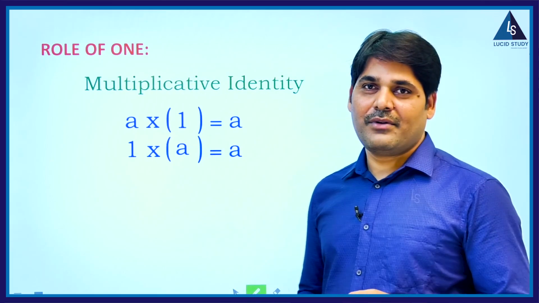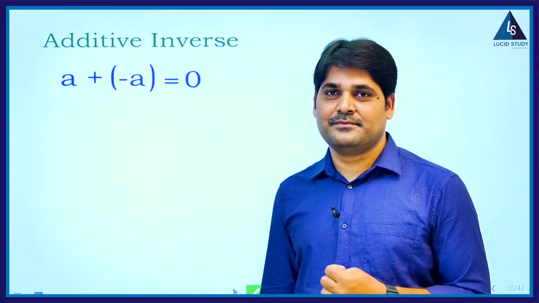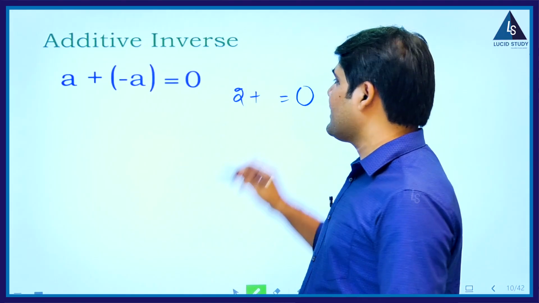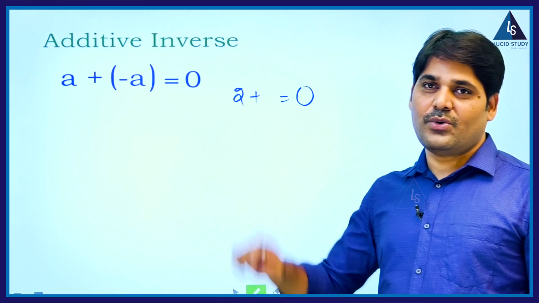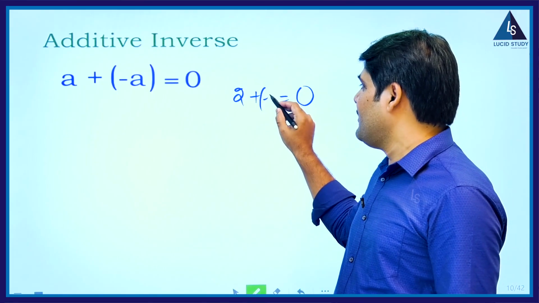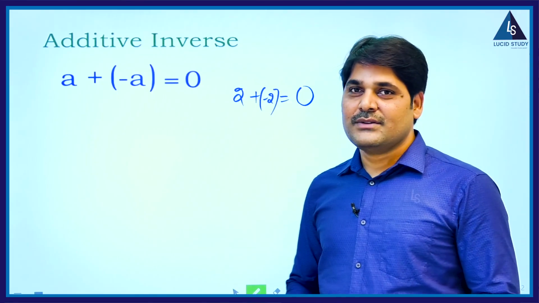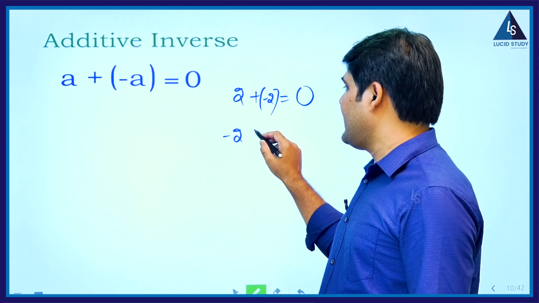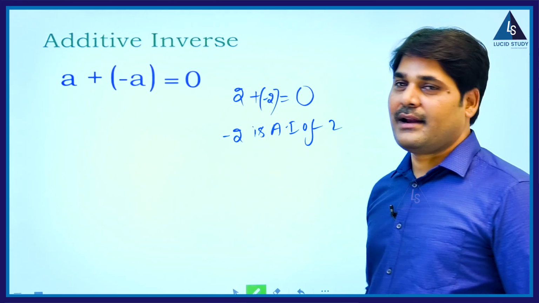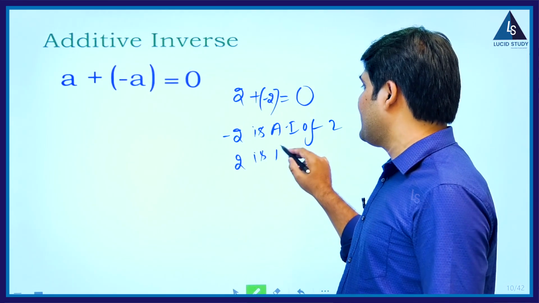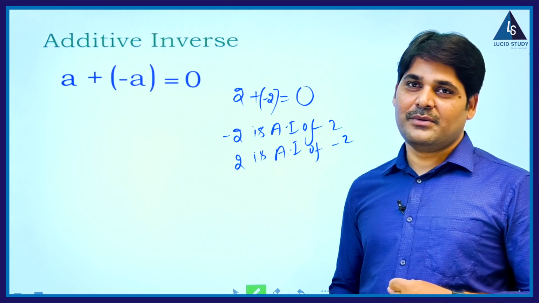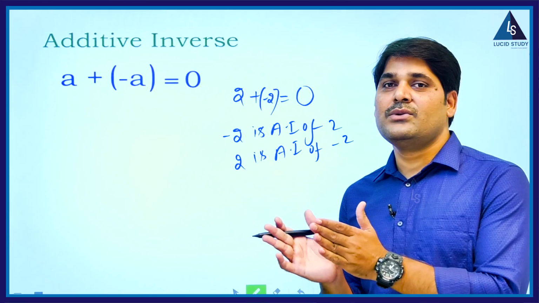Now one more property we will learn, that is additive inverse. Suppose 2 is given to you and I told you what should be added to 2 so that your answer is 0. What must be added to 2? So you must add minus 2, then only you will get 0. So then what we can say, minus 2 is additive inverse of 2. Similarly, 2 is additive inverse of minus 2. So like this we can conclude. Okay, additive inverse means just we need to change the sign.